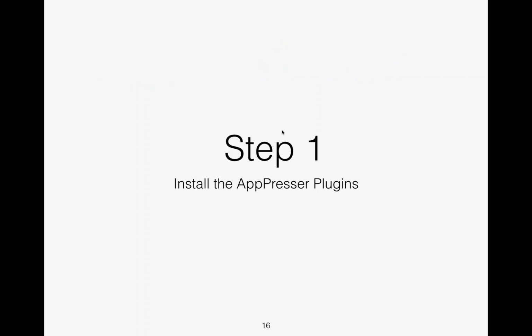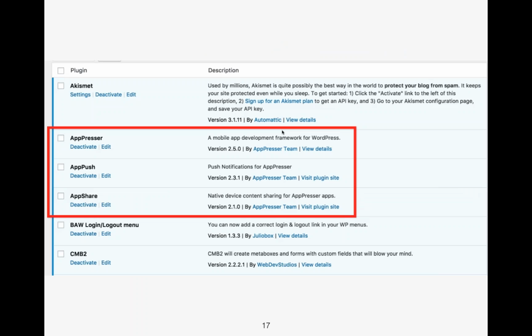Step 1, installing the AppPresser plugin. This is all happening right inside of your WordPress website. If you're already familiar with working with WordPress, you already know how to install plugins. So you can see here on this particular site, I've installed the default AppPresser core plugin. And I've also installed a couple of the add-ons.